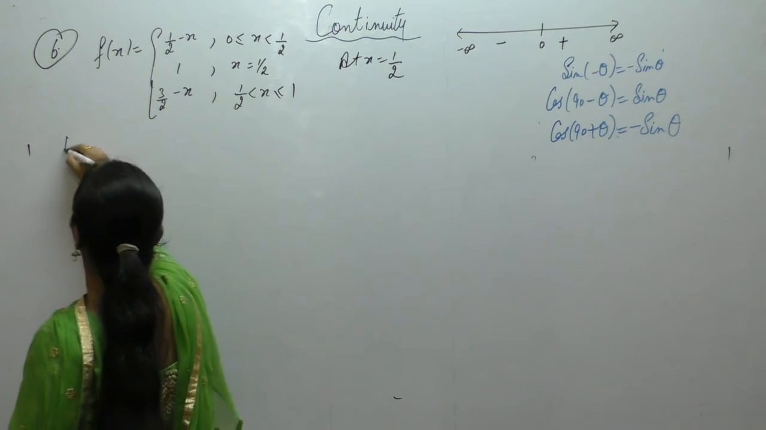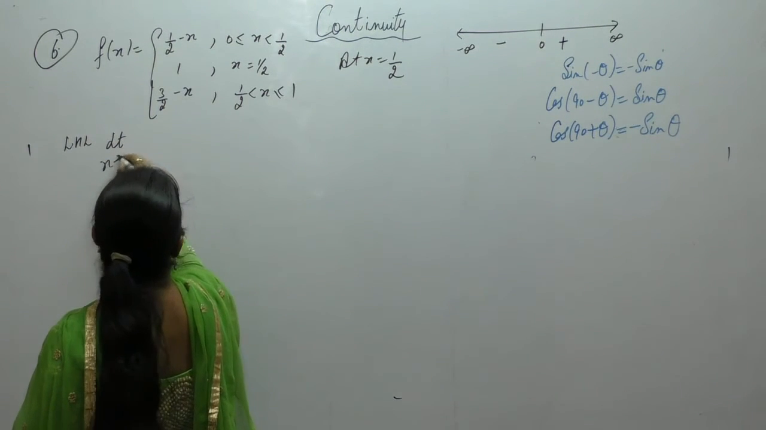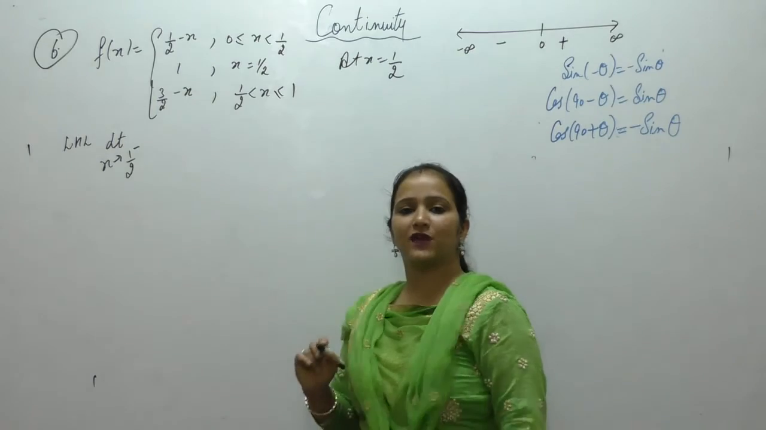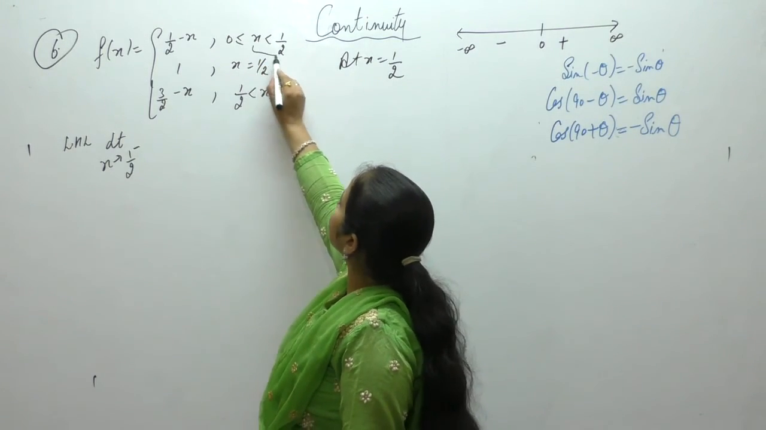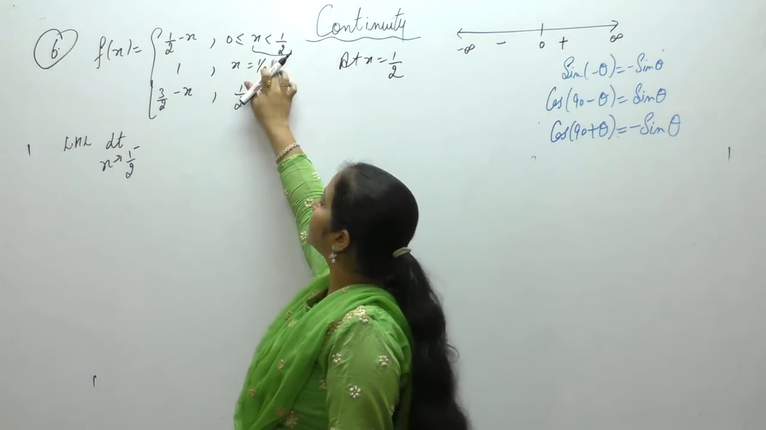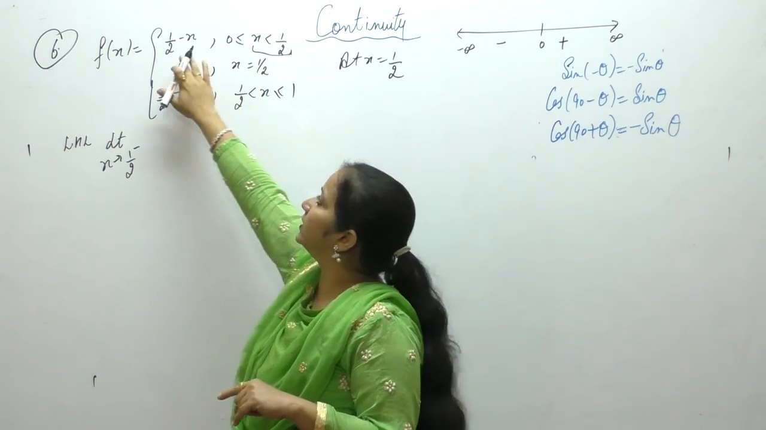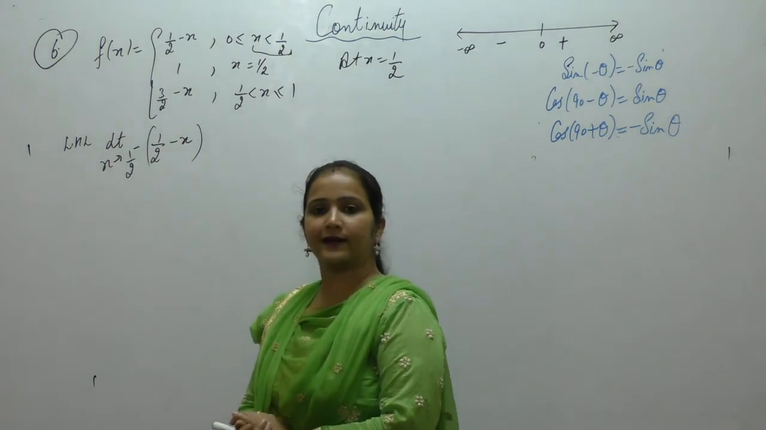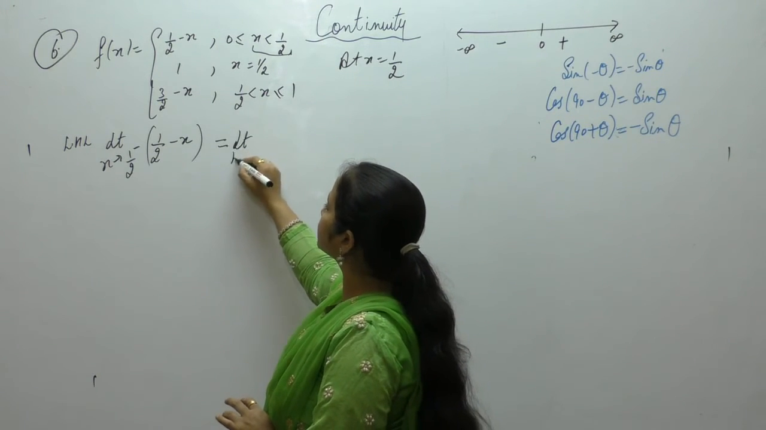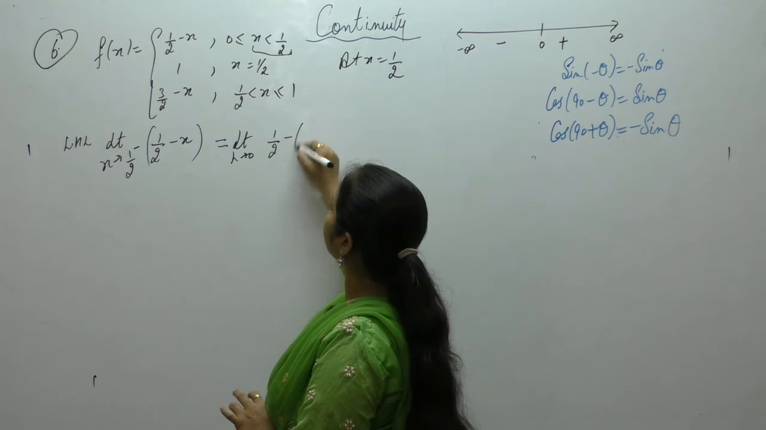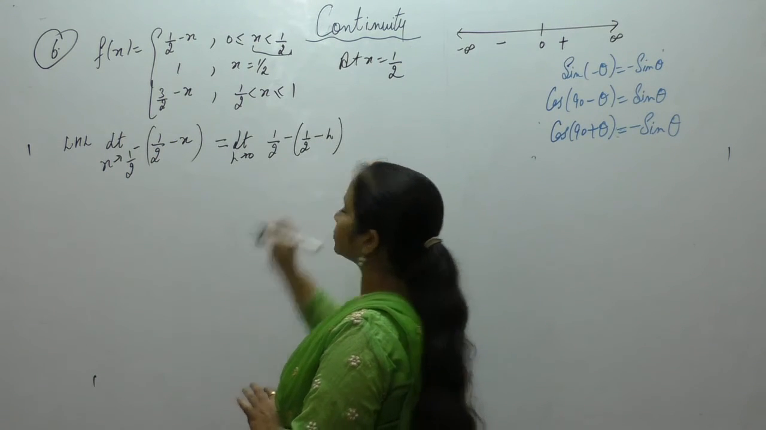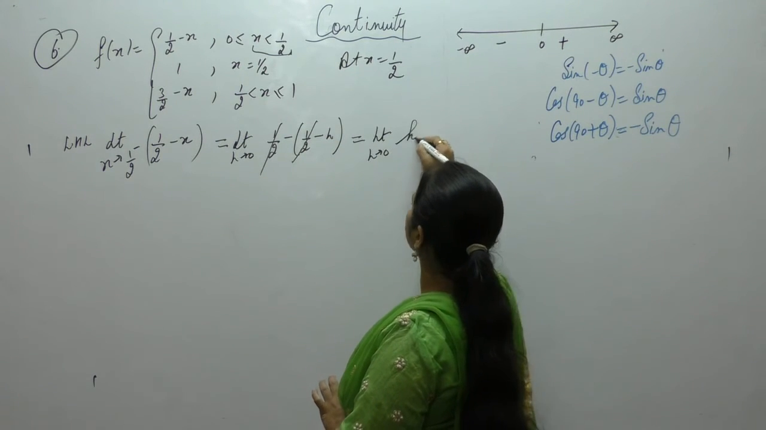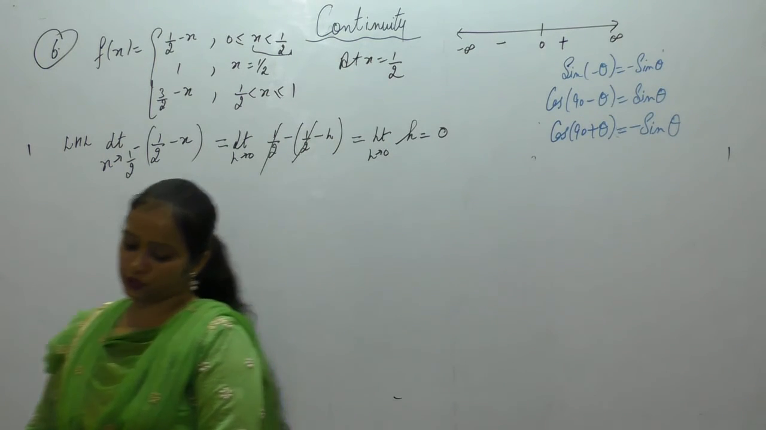Now the left hand limit, x tends to 1 by 2 negative. When x is less than 1 by 2, this is the case. So for x less than 1 by 2, we write the value of the function as 1 by 2 minus x. Clear? Now limit h tends to 0. Instead of x, what we put? 1 by 2 minus h. 1 by 2 will get cancelled, minus minus plus. Limit h tends to 0, h is equal to 0.